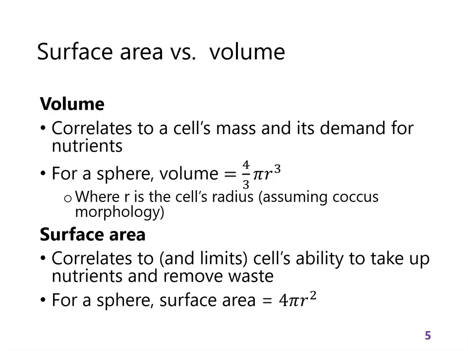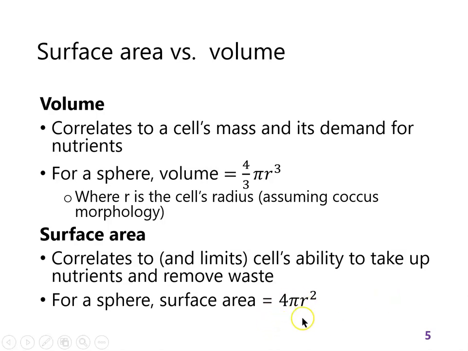Then surface area. What does surface area correlate to? Well, remember that any kind of cell gets nutrients across its membrane. Nutrients have to cross a cell membrane to come in, and waste products have to cross the cell membrane to go out. In many cases, the cell surface area is going to control how quickly that can happen. It's going to limit how many transport proteins there can be. It's going to limit how much passive diffusion there can be. So the surface area of a cell determines how quickly nutrients can enter and how quickly waste can exit.